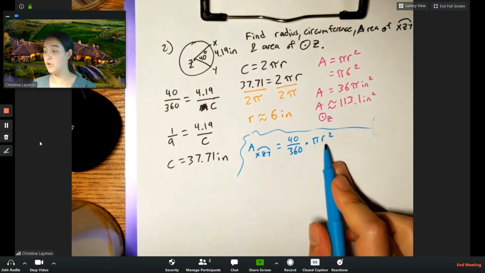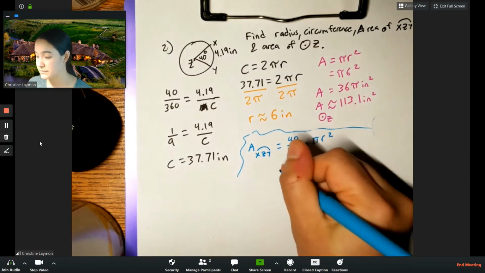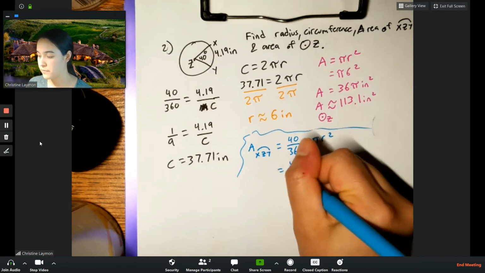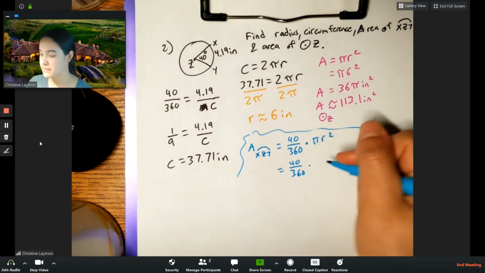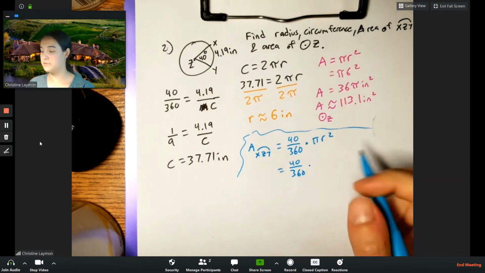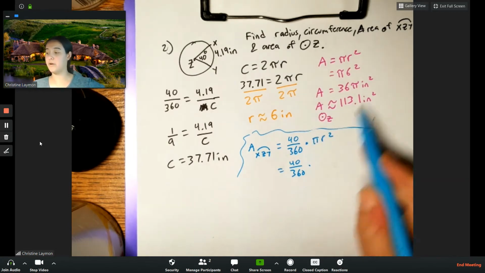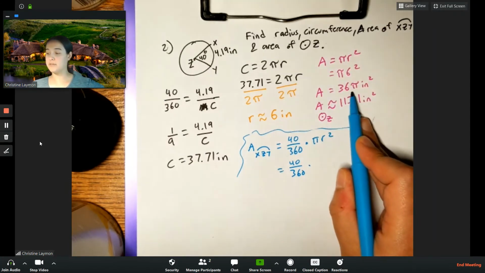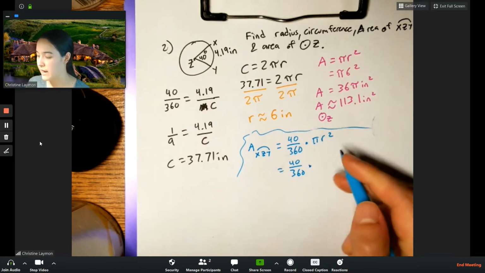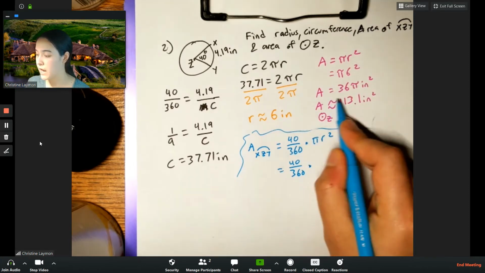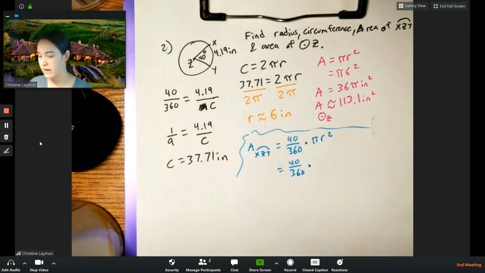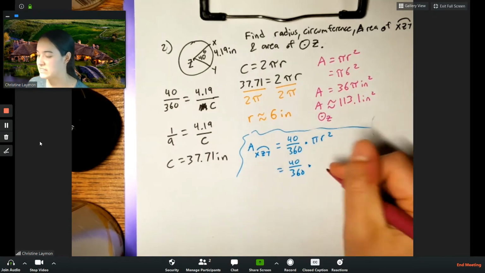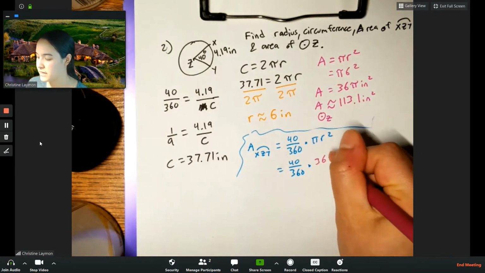Now again, we know our r is 6. So 40 over 360 times r squared, so 6 squared. Now again, this pi r squared, it's the same as this value right here. All the way down, we're really dealing with 36 pi. Let's just plug that in. Again, area of our circle is 36 pi. Let me switch colors so you can see it's the same thing. 36 pi.